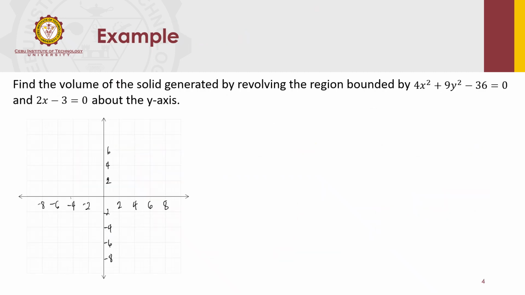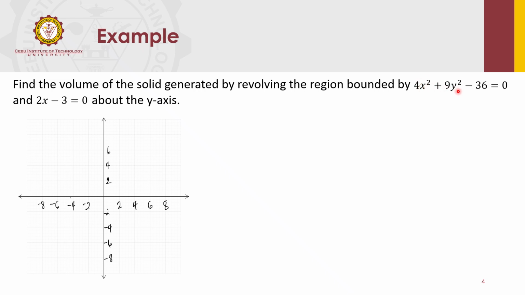Find the volume of the solid generated by revolving the region bounded by this conic section and 2x minus 3 equals 0 about the y-axis. Since the x squared and y squared terms do not have the same numerical coefficient, and it's a plus here, this is the equation for an ellipse. It's similar to a circle, but a circle has the same coefficients for the x squared and y squared terms. If not, then it's an ellipse, like a stretched circle.